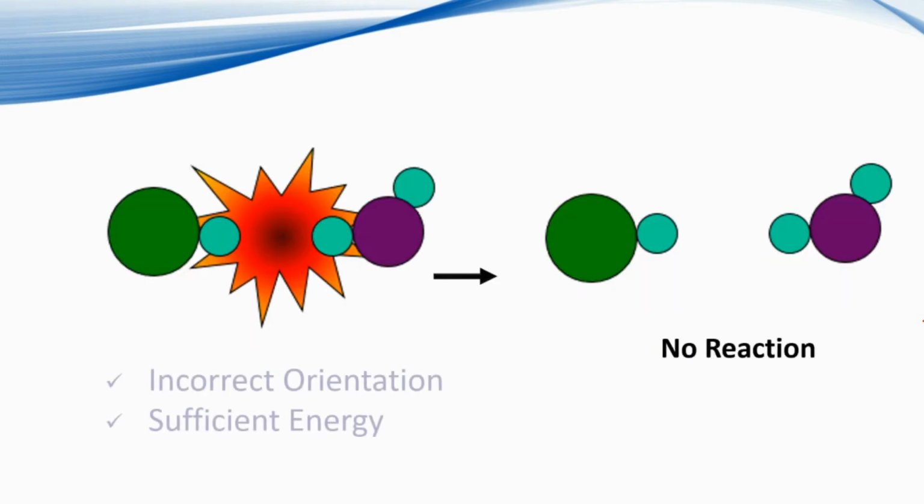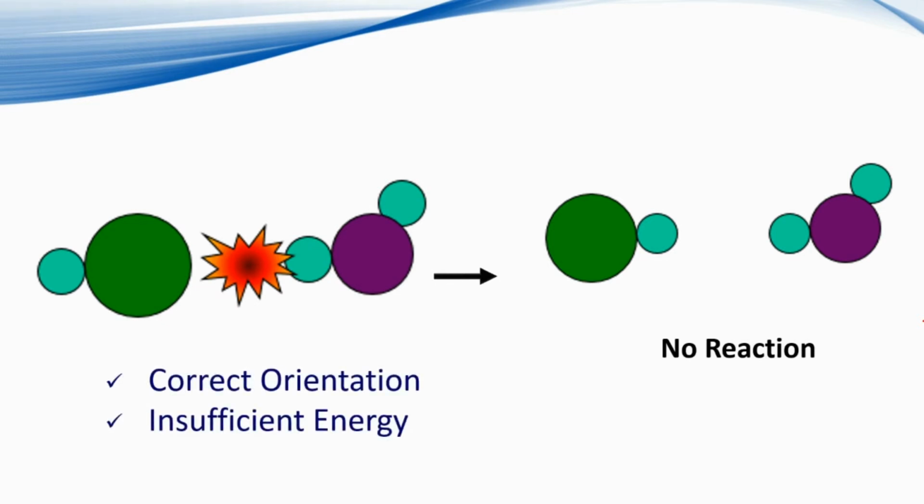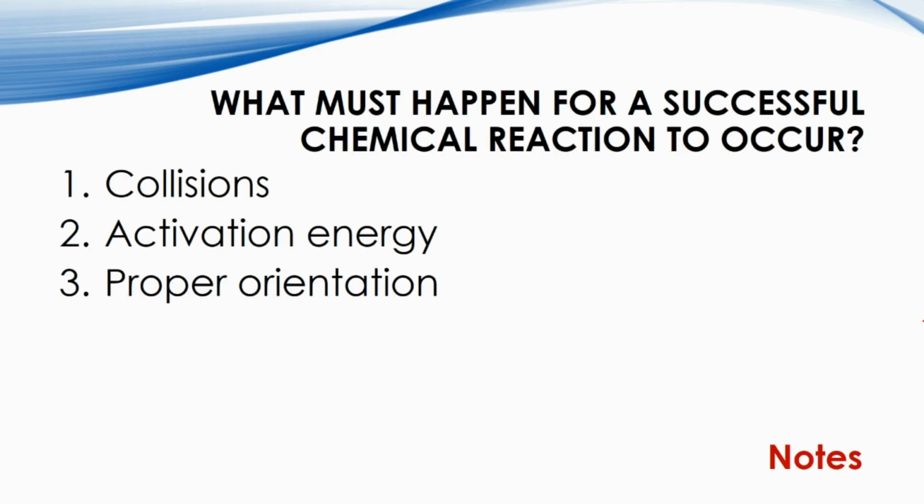In this example, we don't have the correct orientation. We do have enough energy. So just because we have enough energy to make a collision take place, if the orientation is not correct, we don't get a reaction. Our reactants do not form new products, so therefore no chemical reaction. In this last example, we have correct orientation, but the amount of energy is not sufficient, and therefore we end up with no reaction. So we have to have all three things. As a recap, we've got to have collisions, we have to have enough energy, which we call activation energy, and we have to have the proper orientation.